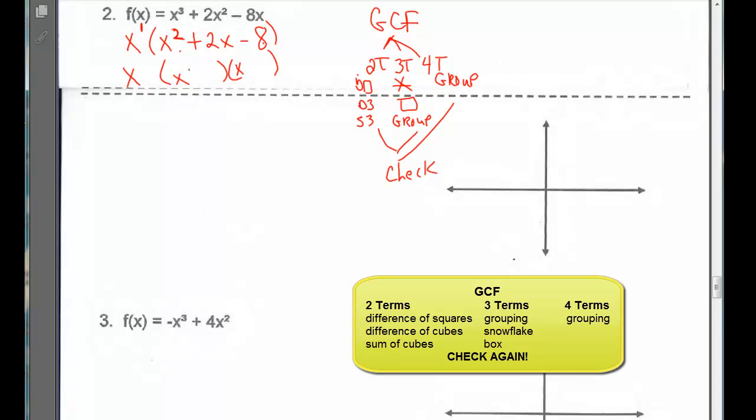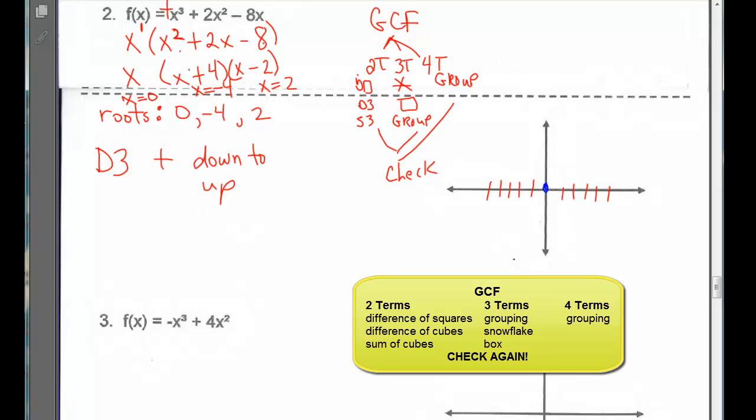This would be x plus 4 and x minus 2. So the roots are 0, because x equals 0, x equals negative 4, and x equals 2. This is a graph that is positive. The degree is 3. So this is opening down to up. Let's plot our points. 0, negative 4, and 2.